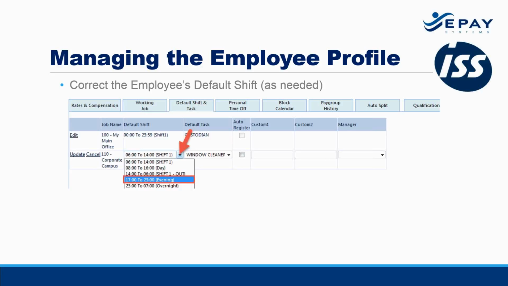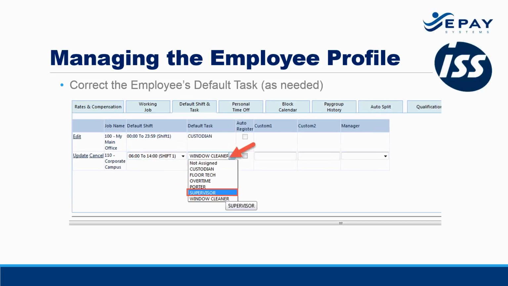Now, also, a key point here is you want to edit the task as needed. For example, when my employee here works corporate campus, which is my second job on the list, they're not a window cleaner. They actually serve as a supervisor there. So you can have mixed tasks where an employee serves as maybe a day porter during the day, but at night they work somewhere else as a supervisor. You can go in there and assign it accordingly just like that.